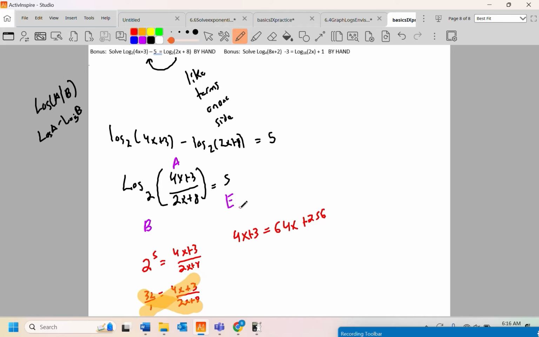I'm pretty sure I'm going to get an extraneous answer. I am. I'm going to do all this work for absolutely nothing. 3 minus 256 is negative 253. Divide out the 60, and this is my answer. The problem is it doesn't work.